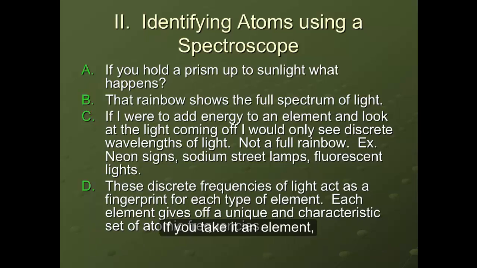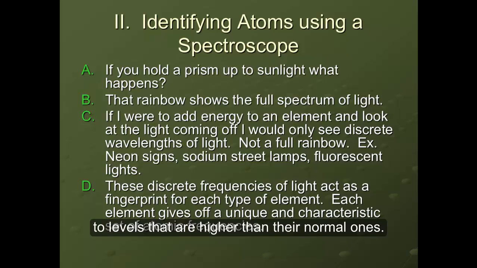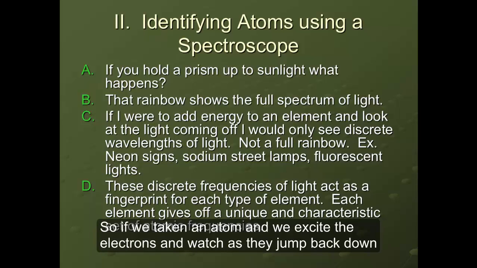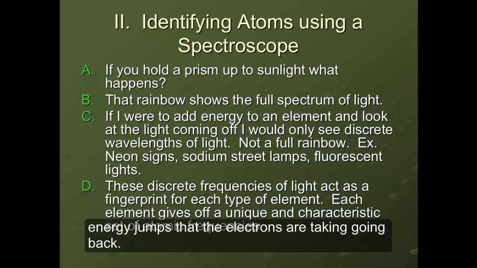If you take an element and you excite the electrons, which are the negative charges around the nucleus, to levels that are higher than their normal ones, they jump back down to their normal ones as they relax, and when they do, they emit light. So if we take an atom and we excite the electrons and watch as they jump back down, we will get our prism showing up with a rainbow, but it just shows discrete lines in the rainbow. And those discrete lines show those energy jumps that the electrons are taking going back.